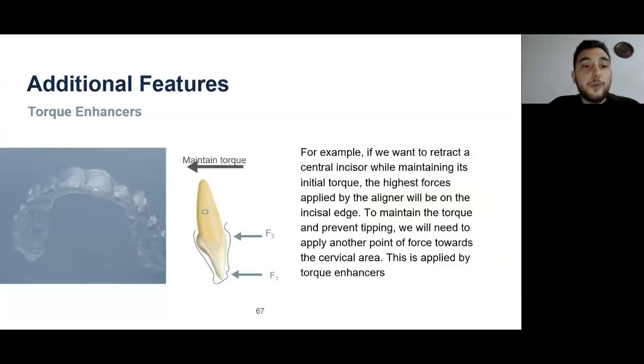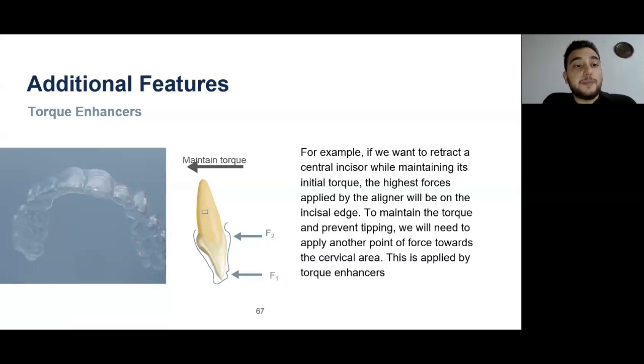Final feature that I want to share with you before we wrap up this lecture. Remember how in the illustration we saw before, we're trying to apply a simple force with the aligner on a tooth. We're trying to retract it. And as I said, we're going to get a little bit of movement of the root in the opposite direction. So to avoid that, we need to move the force closer to the center of rotation, that is halfway in the root. To do that, we can request something called a torque enhancer. And this is something fabricated with the aligner.